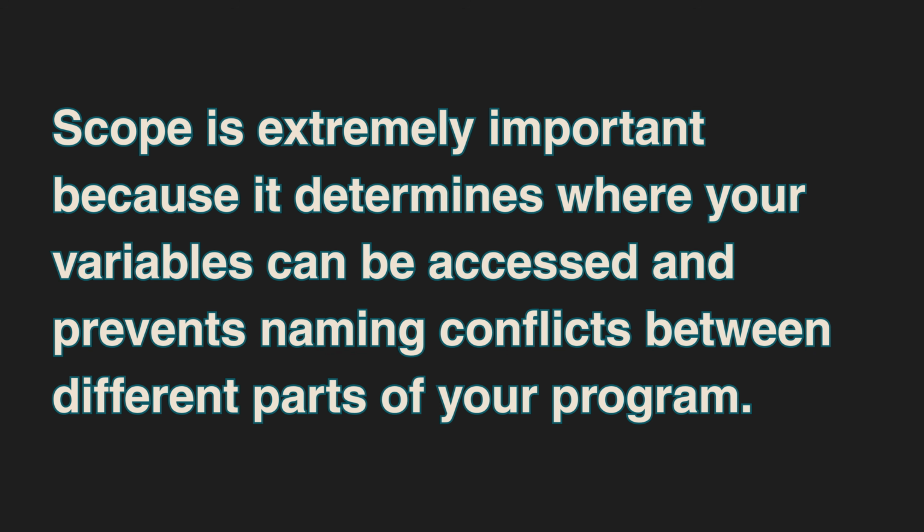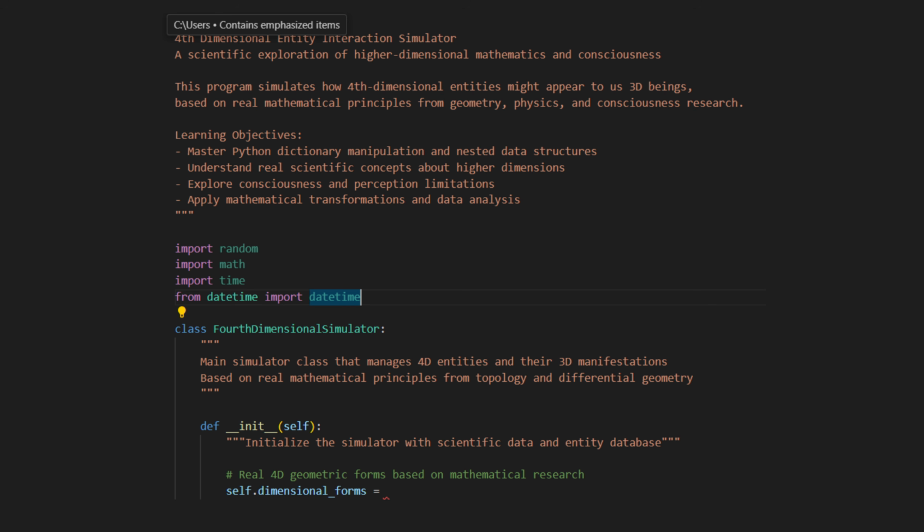So scope is extremely important as you're learning programming. So if you haven't yet, go ahead and start this part of the code. Type self.dimensional_forms there, paying attention to your indentation, and I'll see you in the next video.